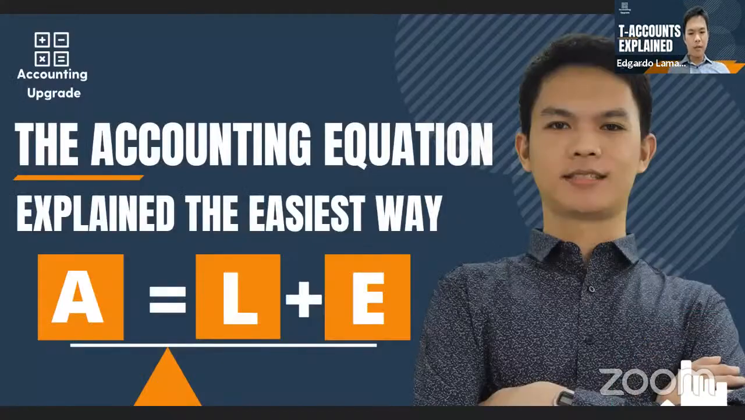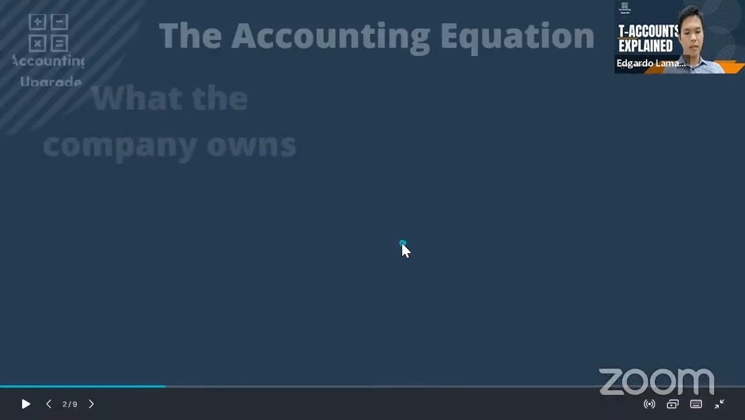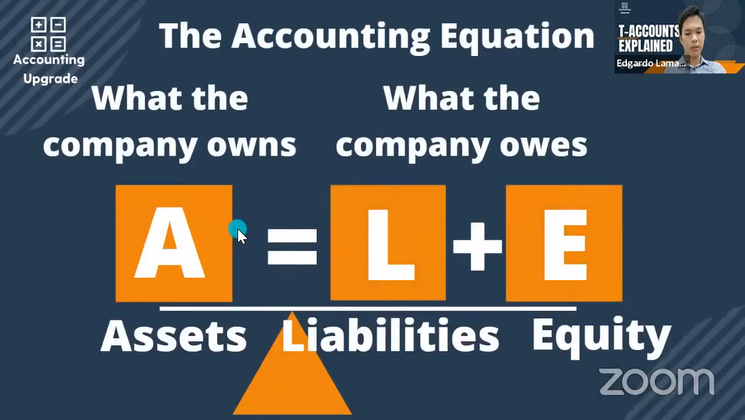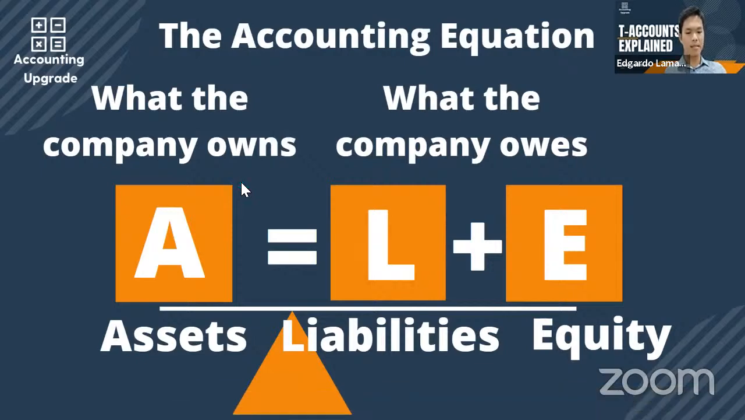So here is the accounting equation. The accounting equation is assets equals liabilities plus equity. Basically, the assets pertain to what the company owns, and the liabilities and equity pertain to what the company owes. The accounting equation is always, and should always be, balanced. When you have $5 of assets, you then have a total of $5 of liabilities and equity.